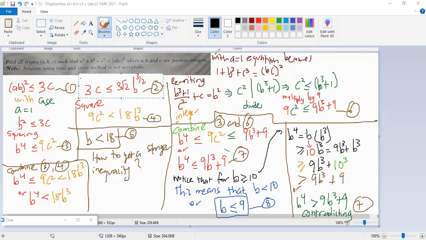So B to the power of 4 less than that. Then playing around with that, notice that for B bigger equal to 10, this inequality does not work. How do I know that? There's a proof here, in the right corner. This is the proof why that inequality doesn't work for B bigger equal to 10, which needs to be satisfied. That means inequality 7 does not work for B bigger equal to 10.